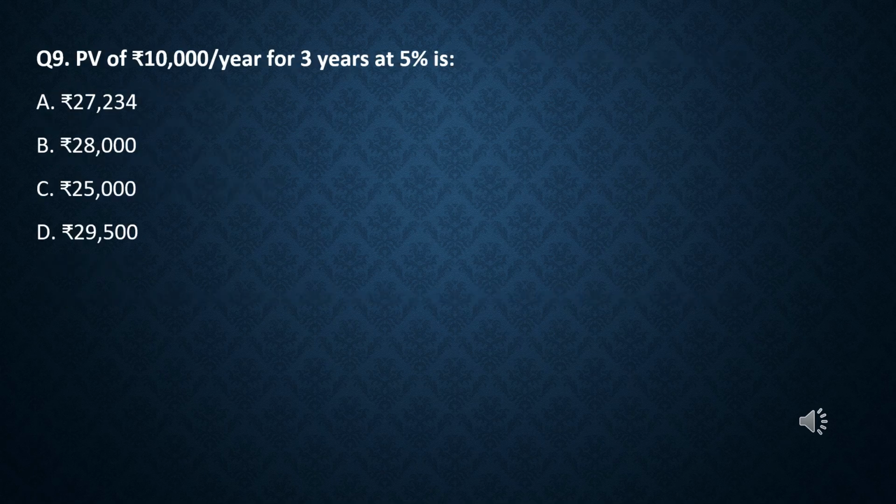Next question. Present value of 10,000 for 3 years at 5% is option A, 27,234, option B, 28,000, option C, 25,000 and option D, 29,500. Correct answer is option A, 27,234.